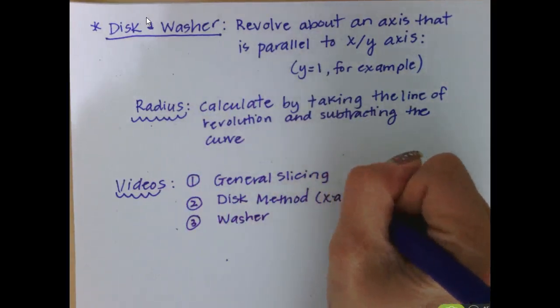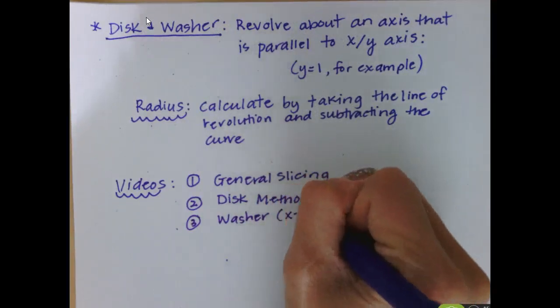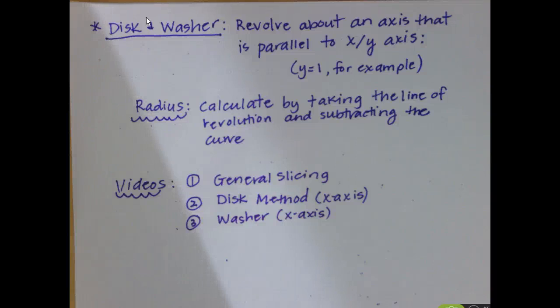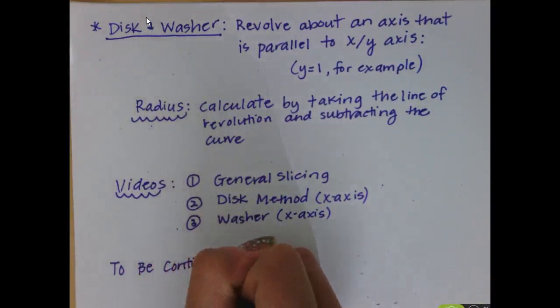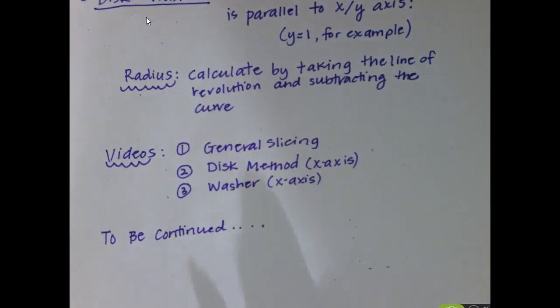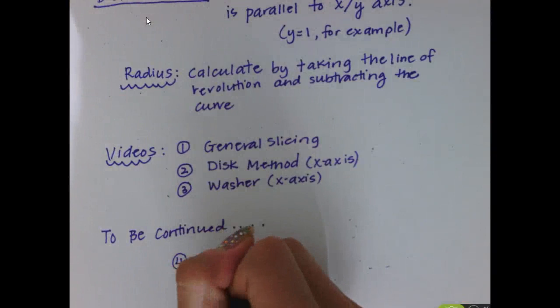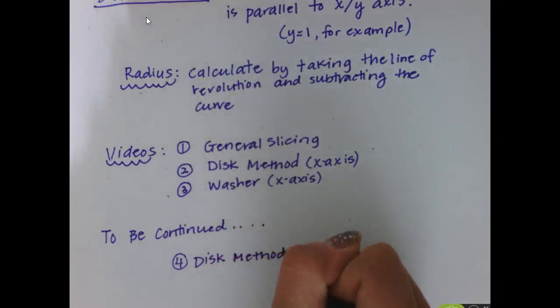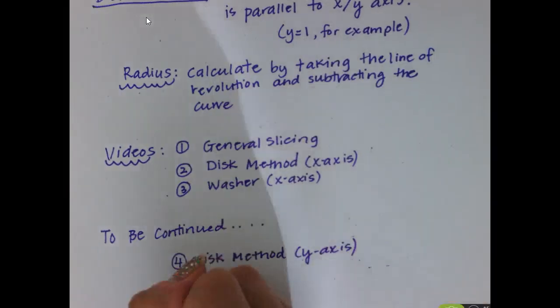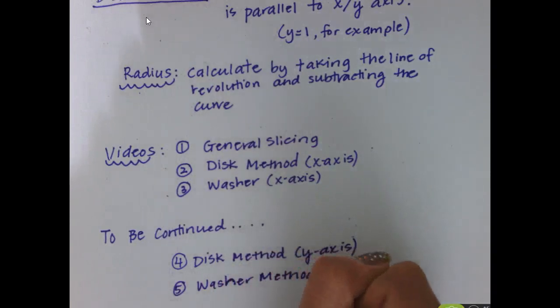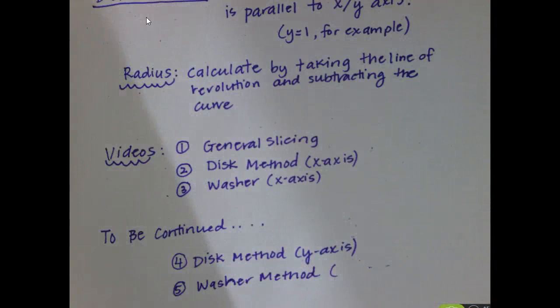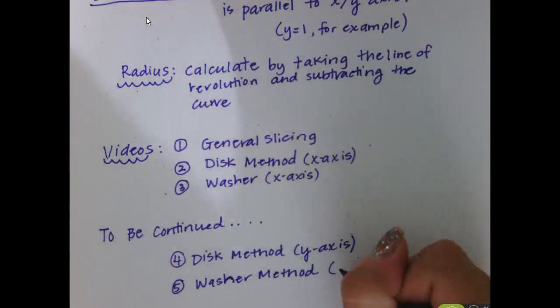Each of these disk and washer videos are going to show you examples of where we're rotating our solid around the x-axis. So take a look at those first, and once you have, I'll come back and continue more of my lecture, where I'll show you an example of the disk method where we are rotating about the y-axis, and I'll also show you an example of the washer method, where we're actually going to be rotating around a line that is parallel to the x-axis, which is going to be the line y equals 1.